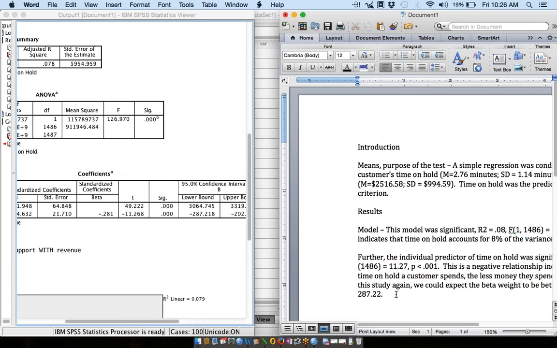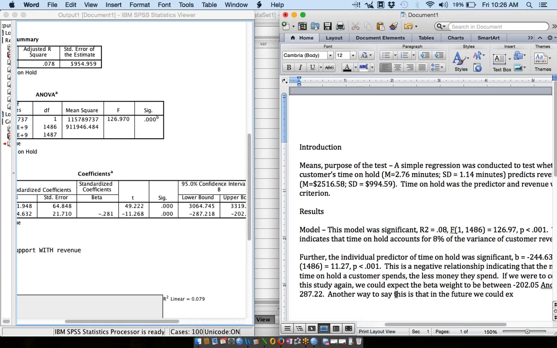And another way to put this, especially when we're talking about money, is that in the future, we could expect that every minute on hold would decrease revenue between $202.05 and $287.22.